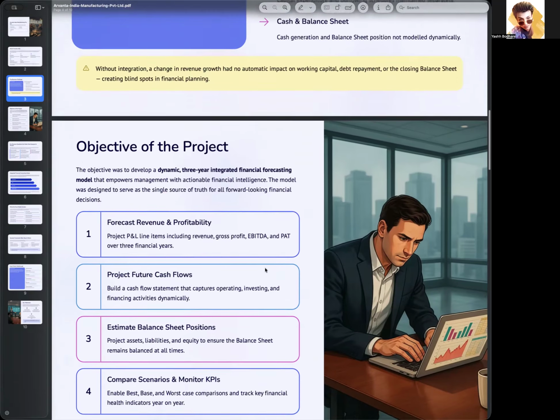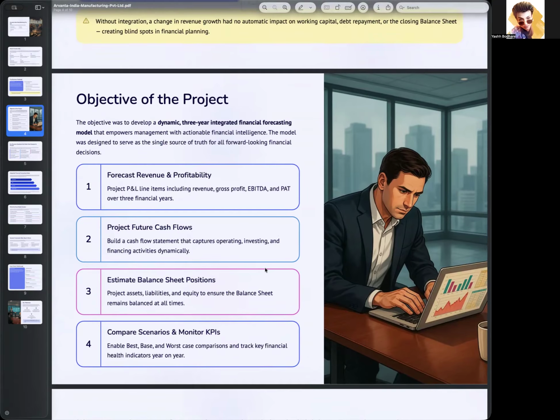Now moving on to the objective of this project. Based on the challenge, the objective was to develop a dynamic, integrated, 3-year financial forecasting model that could act as a single source of truth for management. The project had four objectives. The first objective was to forecast revenue and profitability. This included projecting the complete profit and loss statement, starting from revenue and moving to gross profit, EBITDA, profit before tax, and profit after tax.